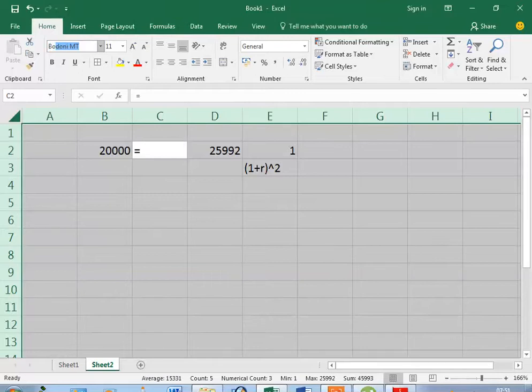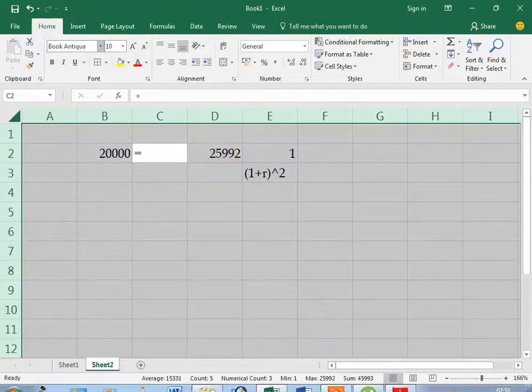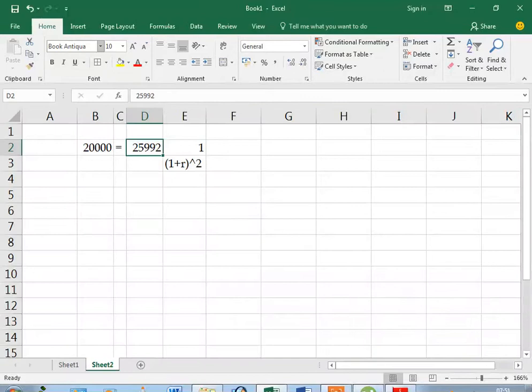20,000 equals 25,992 into 1 divided by 1 plus R the whole power 2. Yeah, so that's the answer. IRR is nothing but that R which we use. When we calculate present value and future value, wherever that R is getting used, that's basically the IRR.